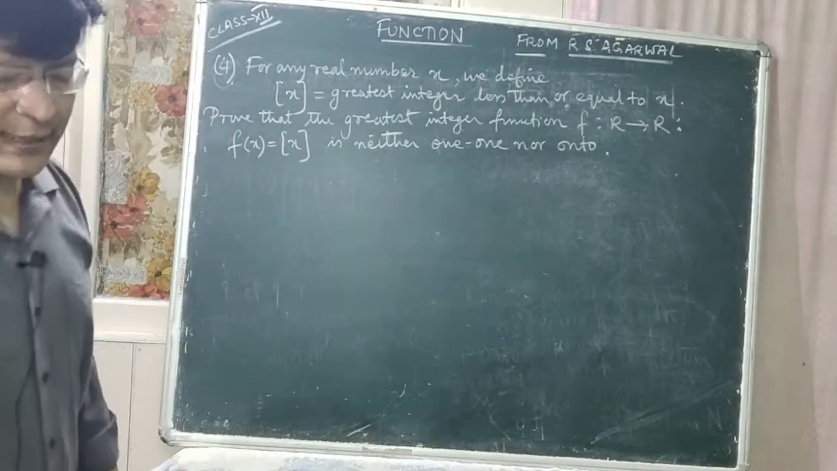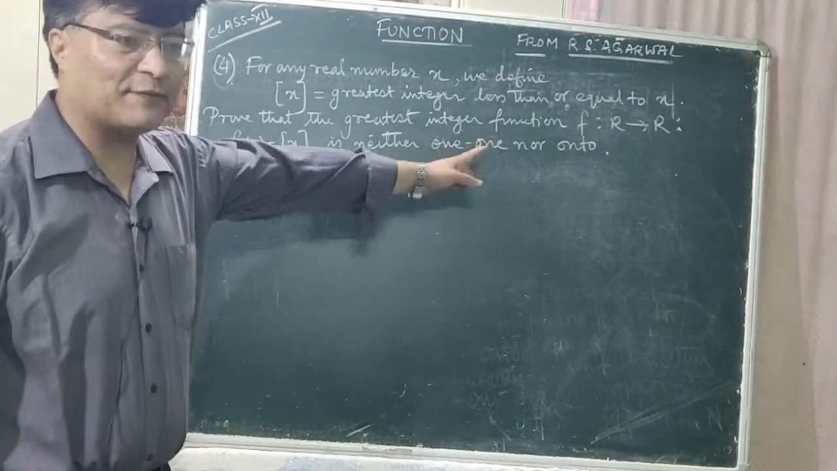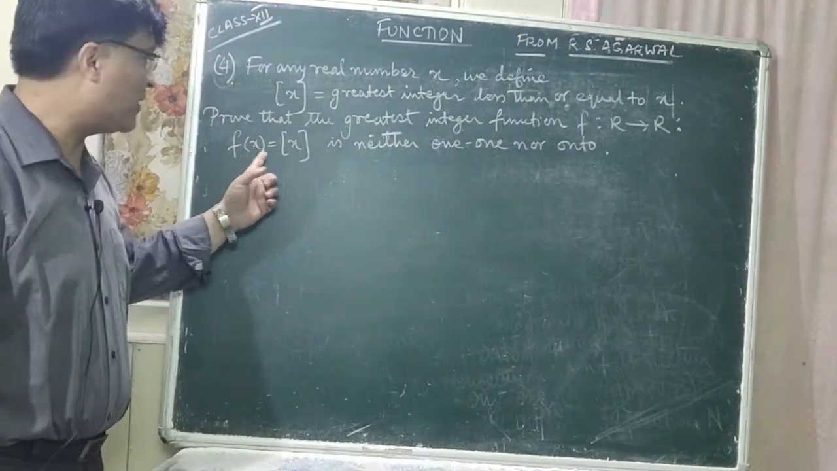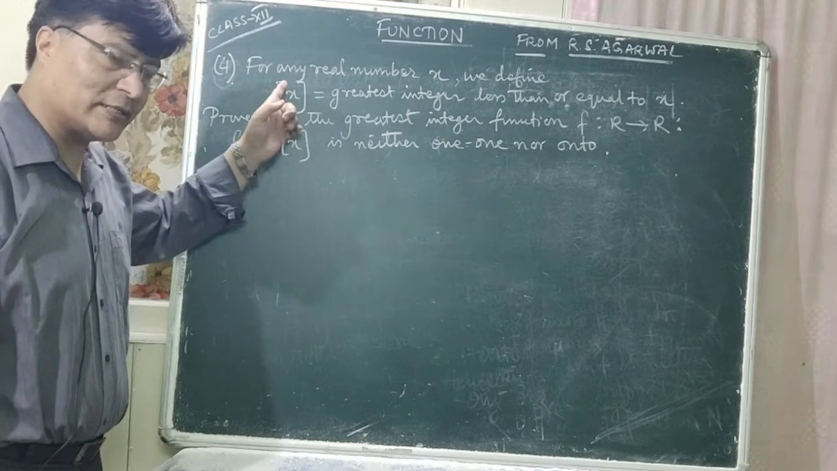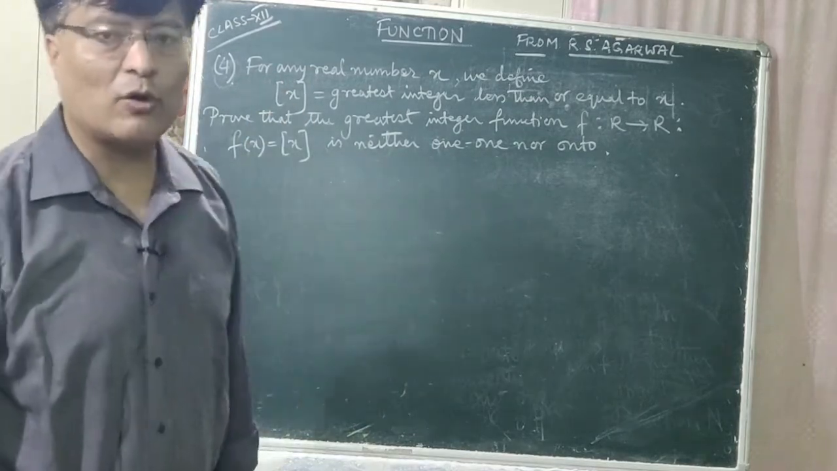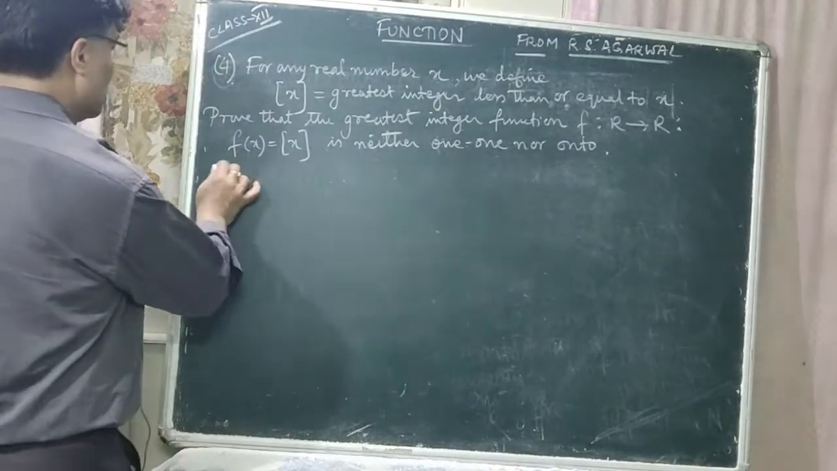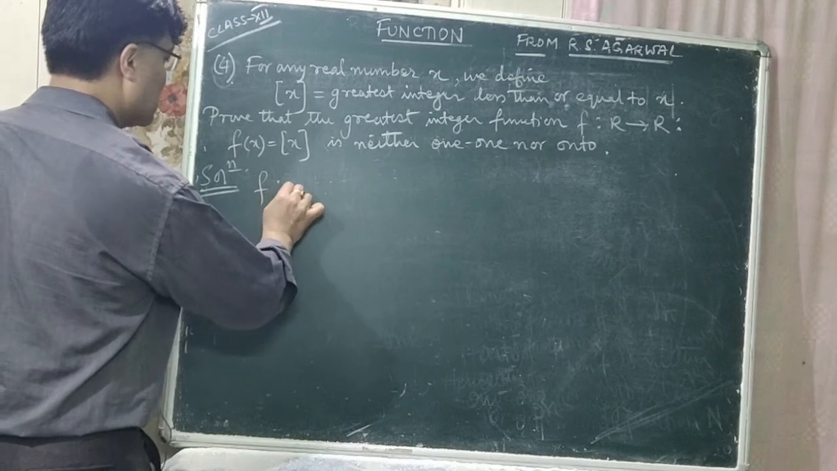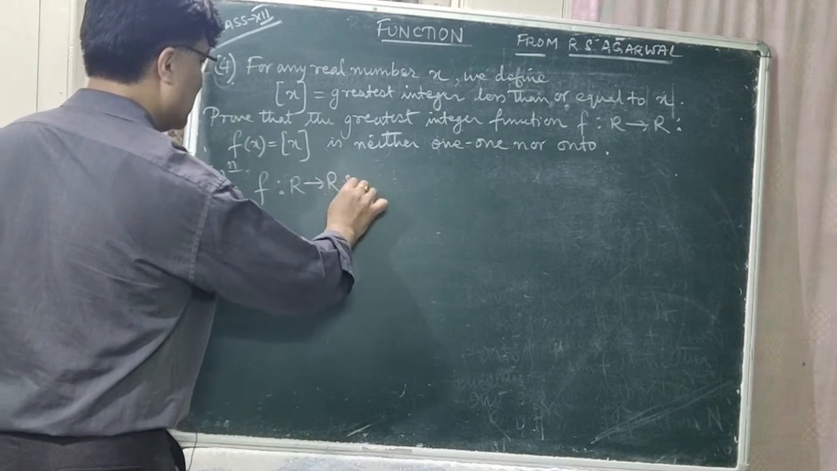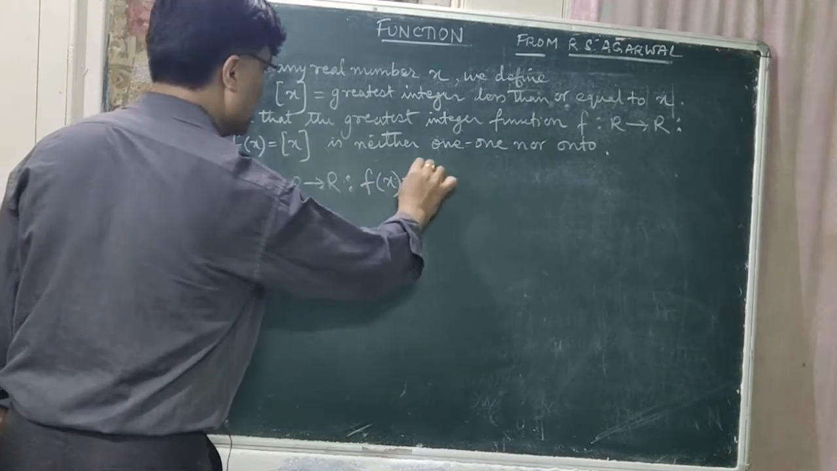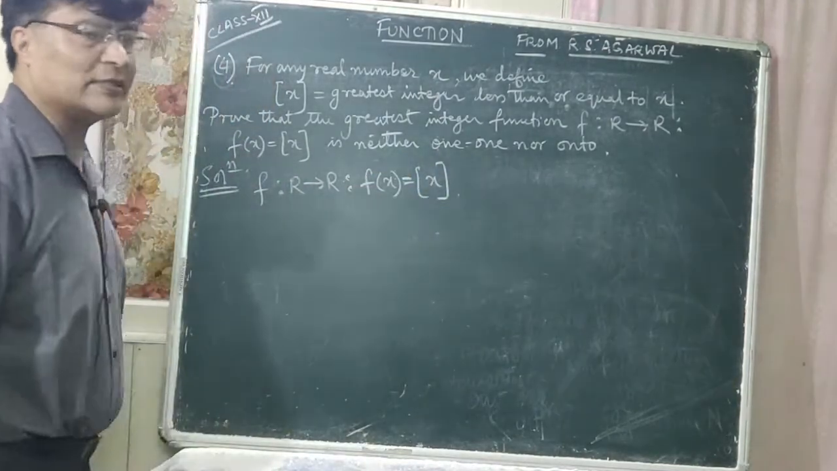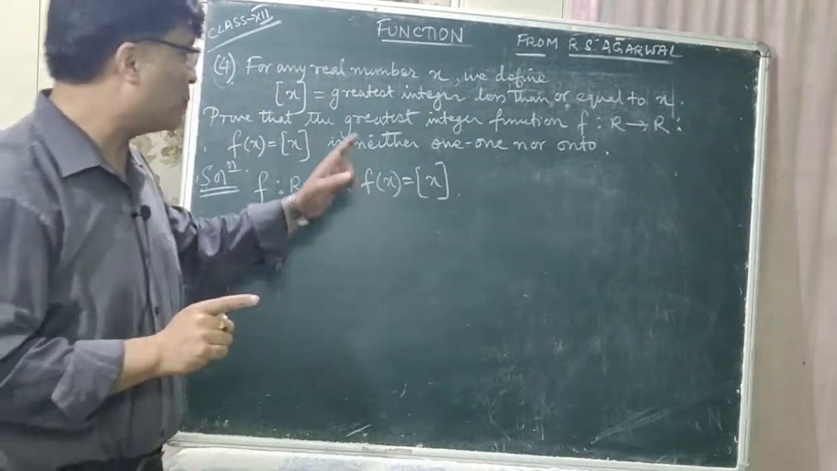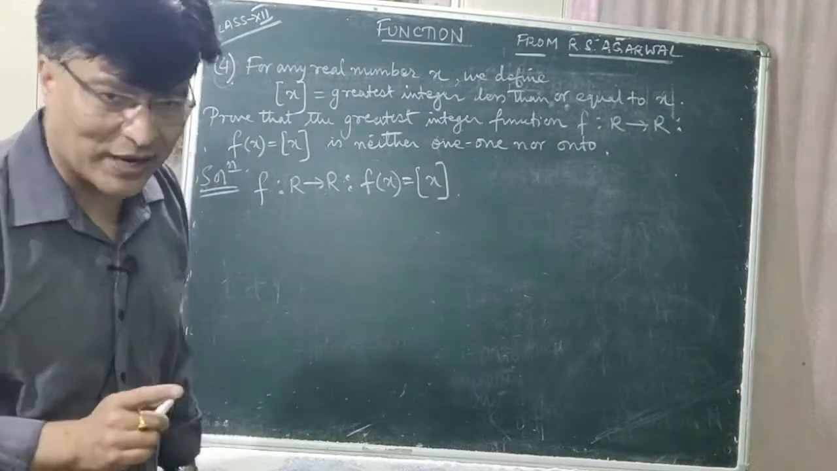So here you have to prove that this greatest integer function f such that real to real number, it is defined as f of x is equal to within third bracket x, which is the greatest integer function, is neither 1-1 nor onto. You have to prove it. So solution is, here what is given here, f such that R to R is defined as f of x is equal to, within third bracket, it is x. You have to prove that it is neither 1-1 nor onto. First, you prove that this function is not 1-1 function.